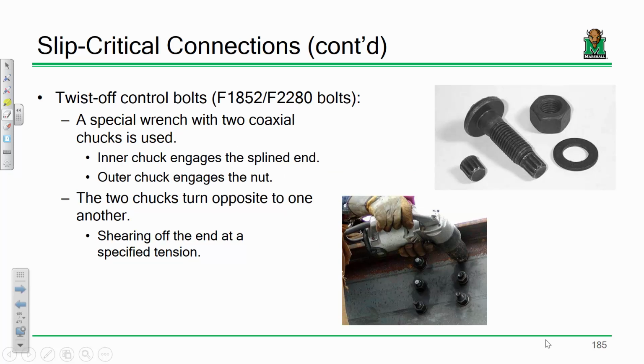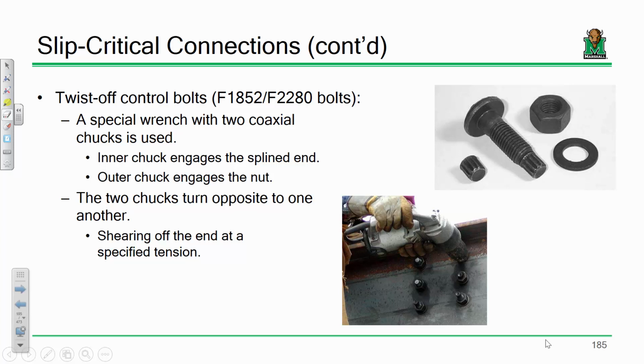Now, this one is a system that's started to gain quite a bit of popularity in the last few years, and these are what are called twist-off control bolts. This is one of the motivations in the spec for, instead of dealing with A325 bolts or A490 bolts, saying, okay, we have Group A and Group B. Because these technically fall under a different ASTM spec, even though they might behave the same mechanically as a Group A or a Group B bolt.